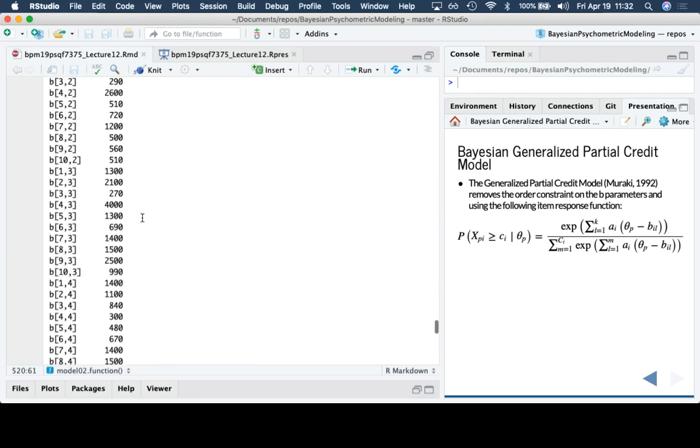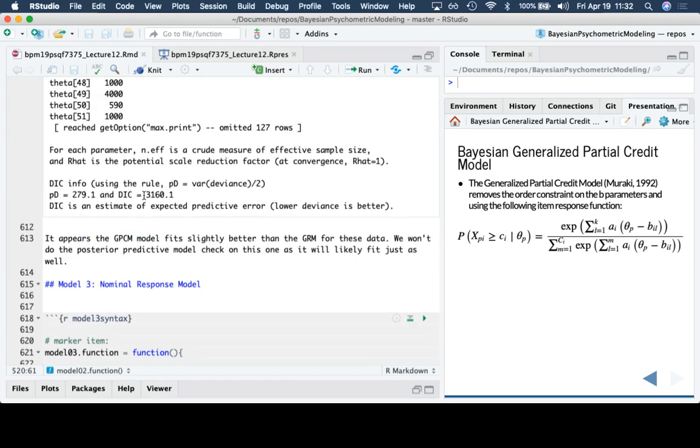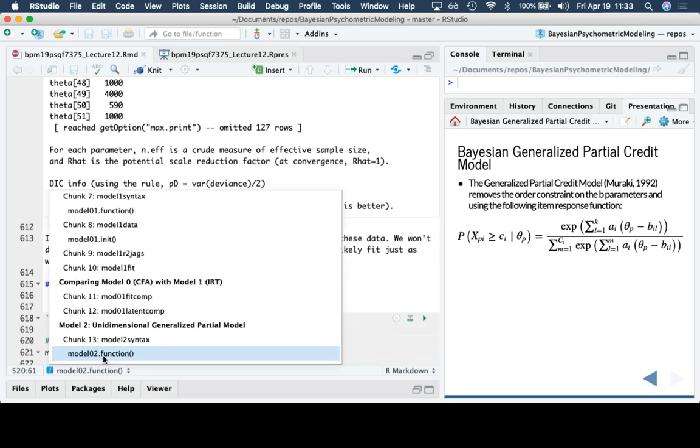And so the question then becomes, which is better? Is the partial credit model better, or is the graded response model? Let's take a look at DIC to compare them. You'll note I didn't use DIC to compare the factor analysis and the graded response model. I'm not clear whether or not you can do that, mainly because the scale of the likelihoods are different. But if we go back through the DIC real quick, what we can see is 3160.1 shows up here.